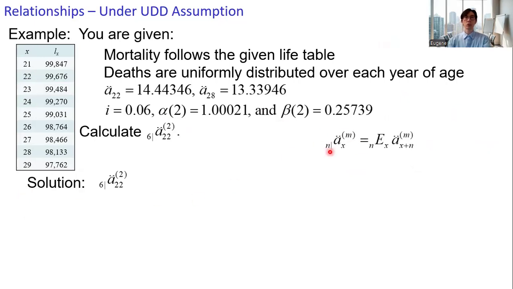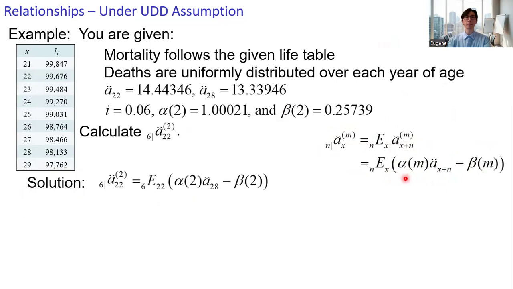Make use of this relationship to get the A double dot x plus n and apply the UDD assumption, and then we get the expression involving alpha m and beta m. All right, so we need to get the quantities 6E22. Alpha 2, beta 2, A double dot 28 are given.